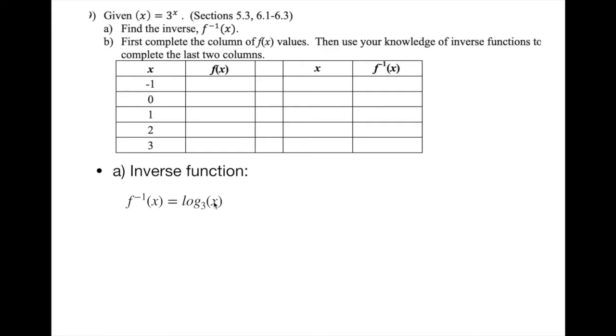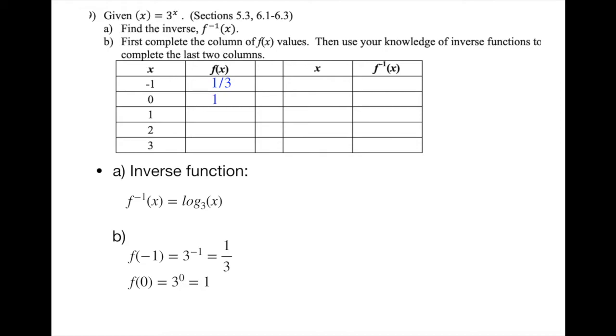And part B, complete the column of f of x and the other columns. Let's do f of x first. So f of -1. If you plug in x equal to -1 here, it's 3 to the power of -1. So that one is 1 over 3 to the power of 1, which is just 3. So the final answer is 1 over 3. That's the first one. Second one, if you plug in 0, it's 3 to the power of 0. We know that anything to the power of 0 is just 1. So f of 0 is 1.